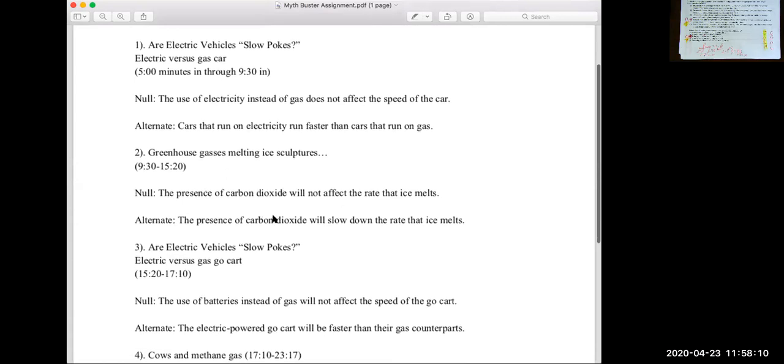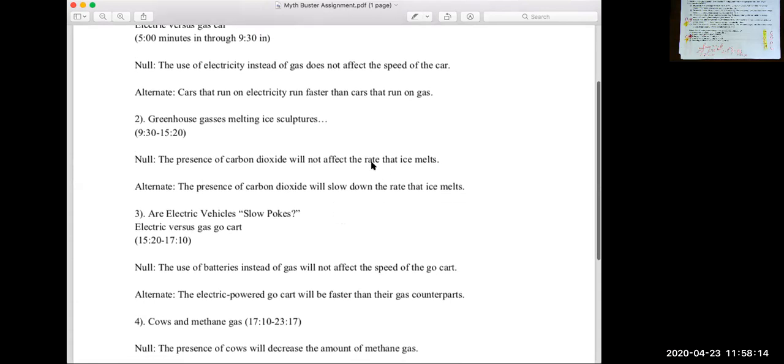Presence of carbon dioxide will not affect, will slow down. Good job. And notice here it was much more straightforward, obvious: left-tail, one-tail test, because it's affecting the rate the ice melts. This is a very clear-cut definition. You want your null and alternatives to be clear and precise.